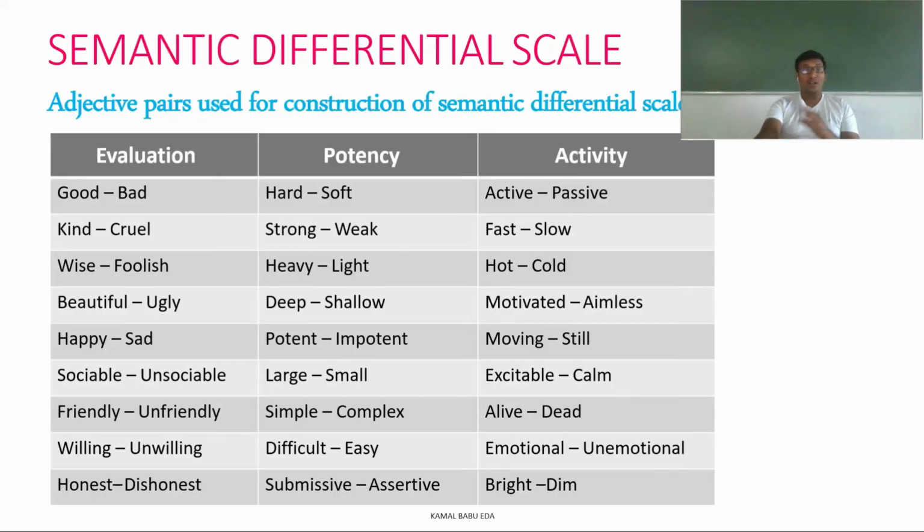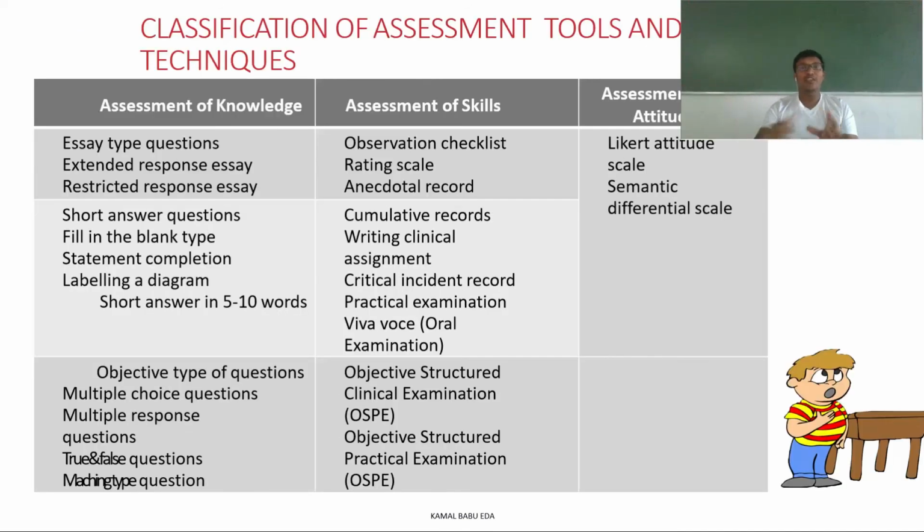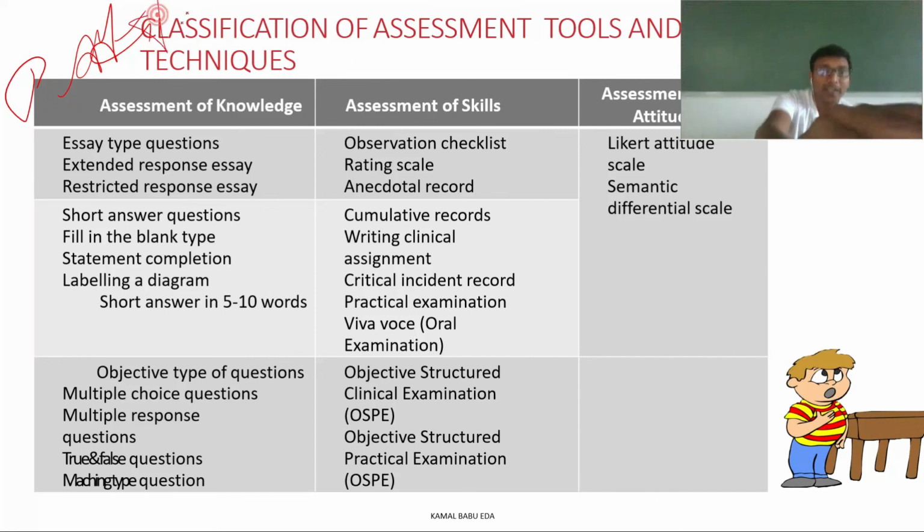This is how we use different types of scales like the Likert scale and the semantic differential scale in the measurement of attitude. Hope you understood. With this we have completed the assessment of knowledge in part A. In part B I have discussed the assessment of knowledge. In part C I have discussed the assessment of skill. In part D I have discussed the assessment of attitude.